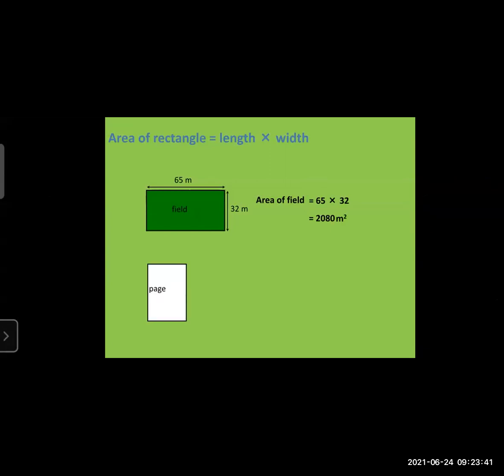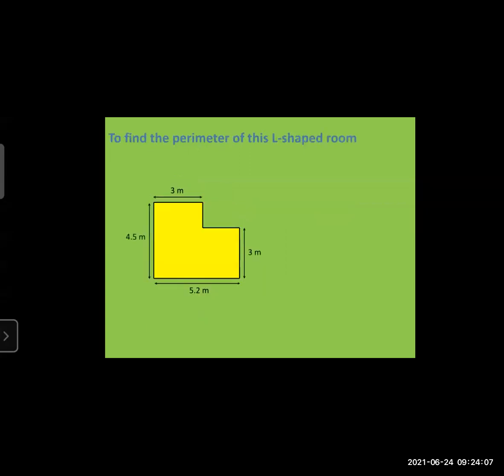Now we have to find the area of the page. 30 centimeter width and 21 centimeter length. Then we find the area of the page is equal to 30 into 21, that is equal to 630. But here the unit is centimeter. So centimeter into centimeter is equal to centimeter square.